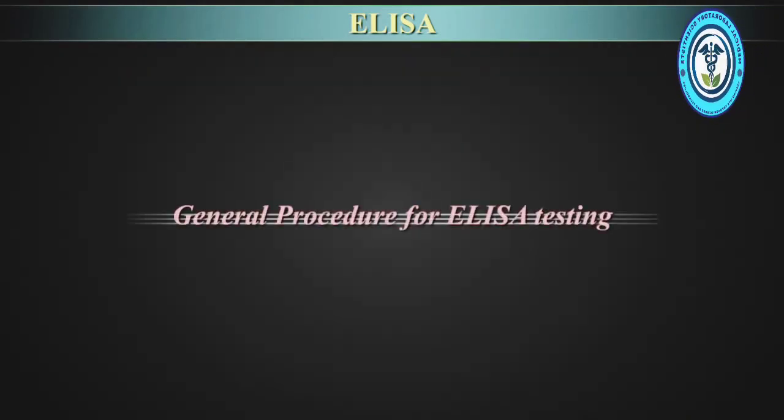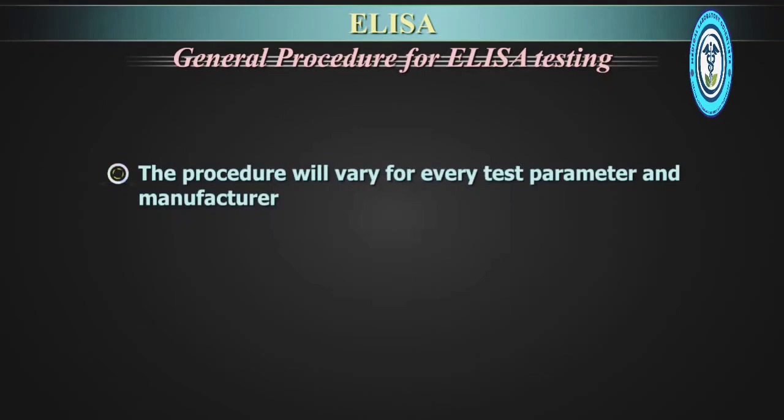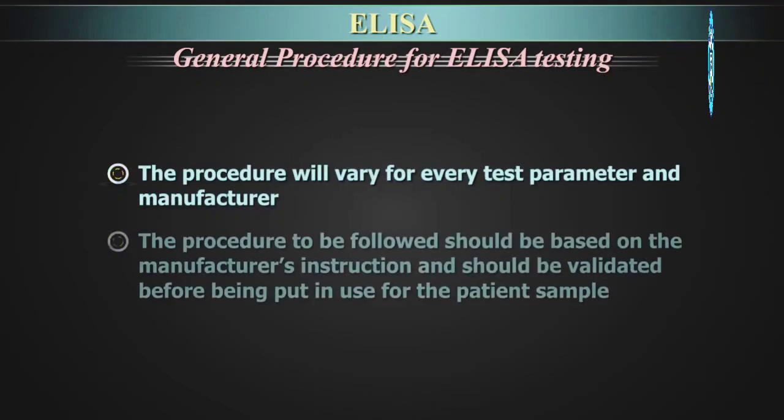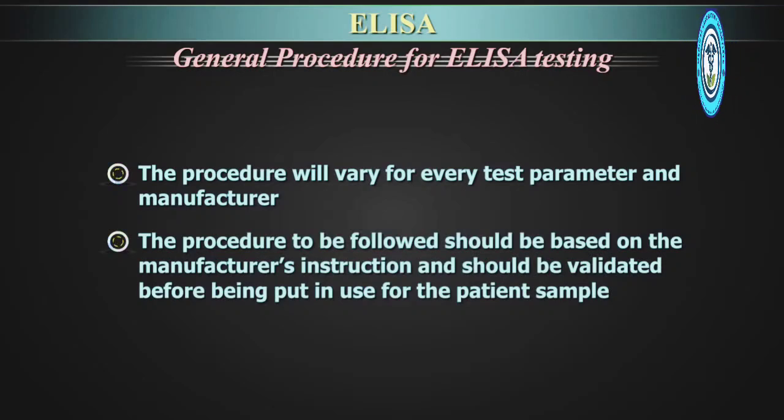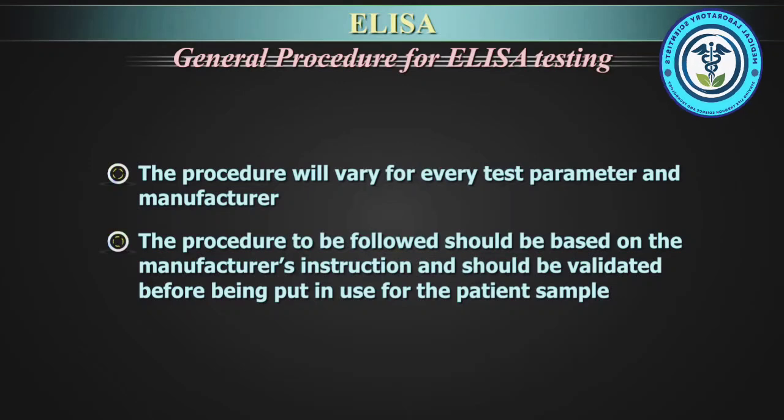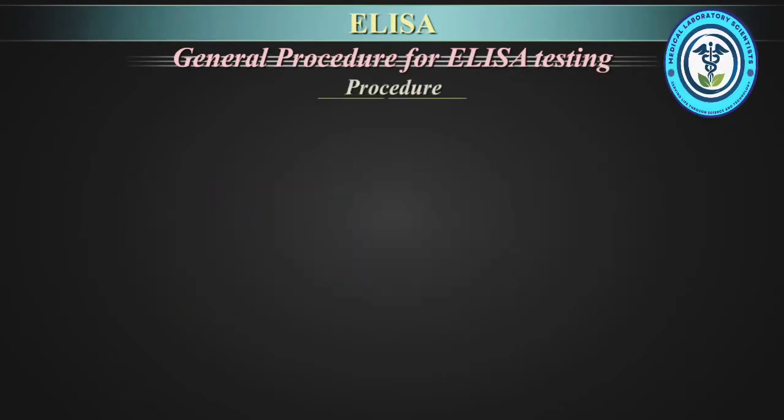General procedure for ELISA testing. The procedure will vary for every test parameter and manufacturer. The procedure to be followed should be based on the manufacturer's instruction and should be validated before being put in use for the patient sample. The general procedure includes the following steps.